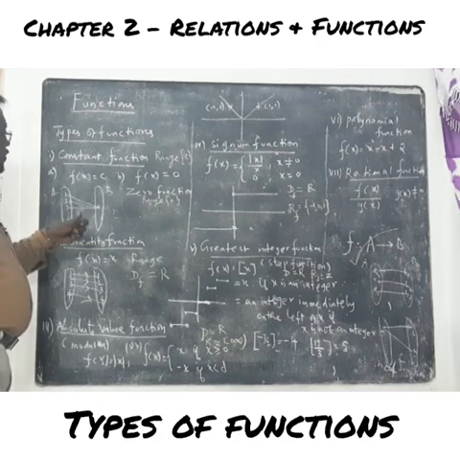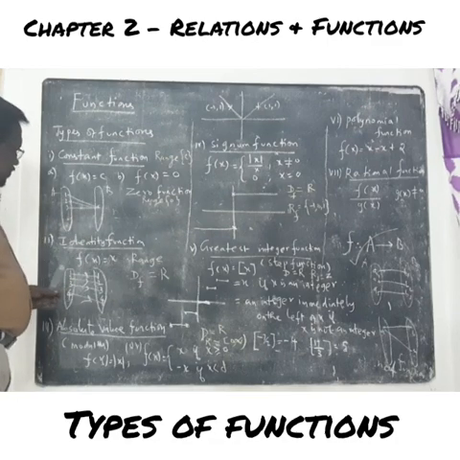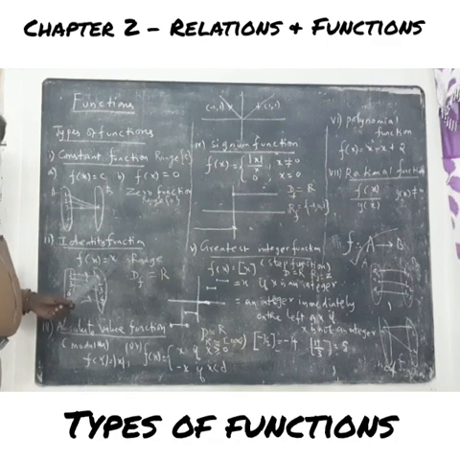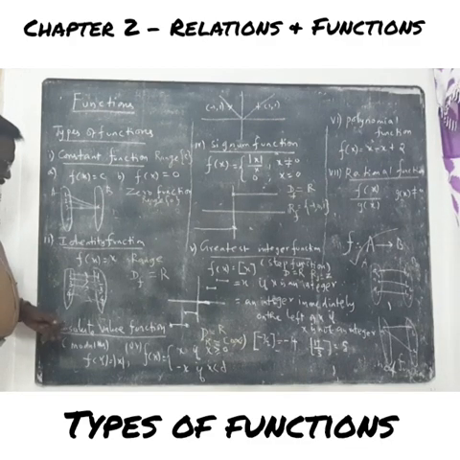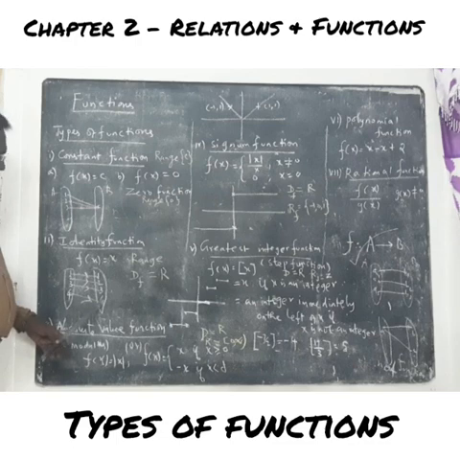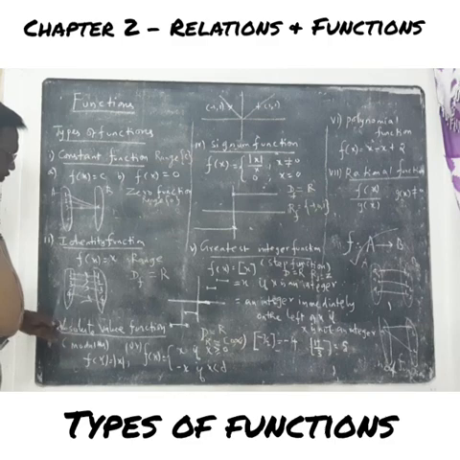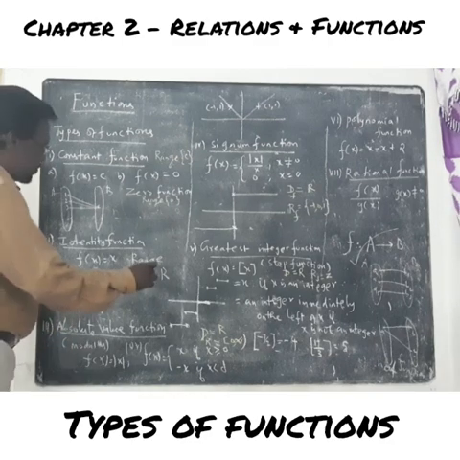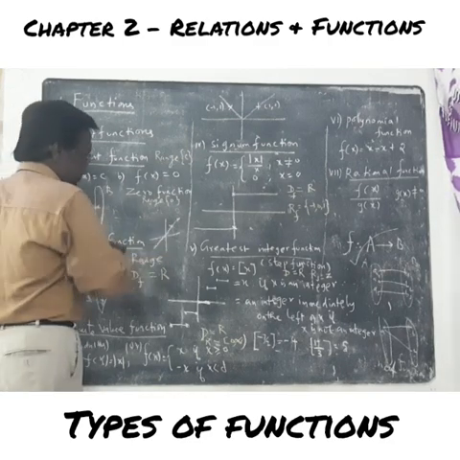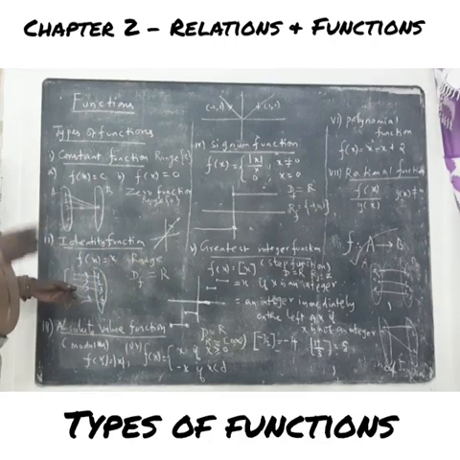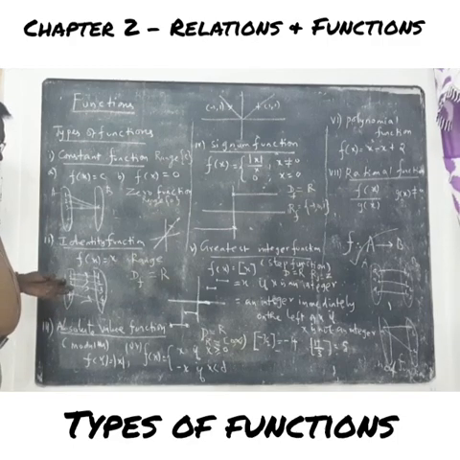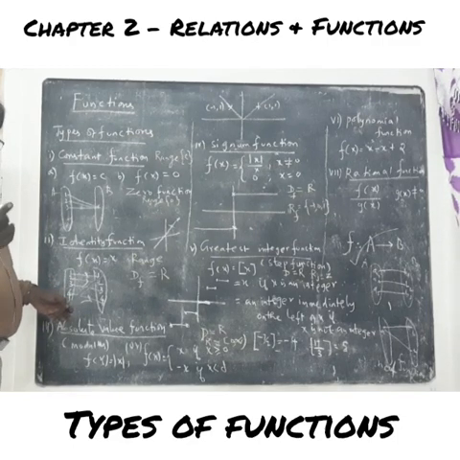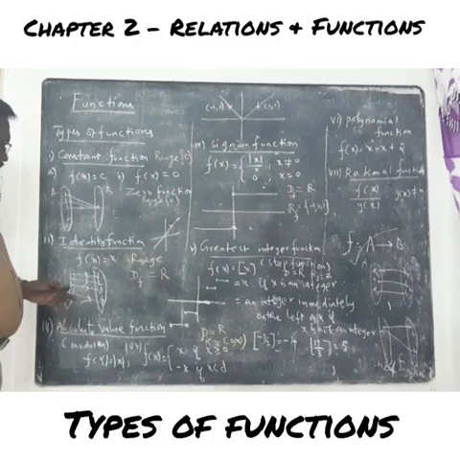Then the second one. These two are the same type. The second one is the identity function. F of x equal to x. That means 1 associated with 1, 2 with 2, 3 with 3, 4 with 4. Suppose if you want to draw the graph, this is the graph for the identity function. 1, 1, 2, 2, 3, 3, 4, 4, minus 1, minus 1, minus 2, minus 2. All the elements should associate with themselves. That function is called the identity function.